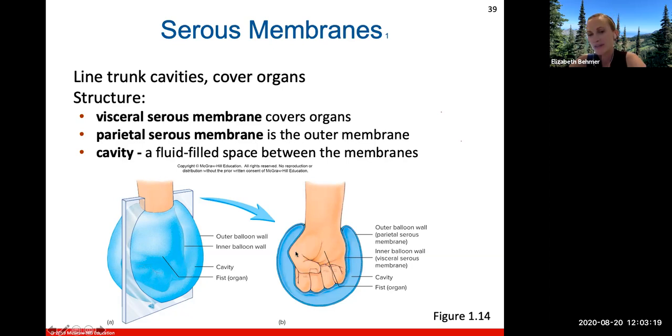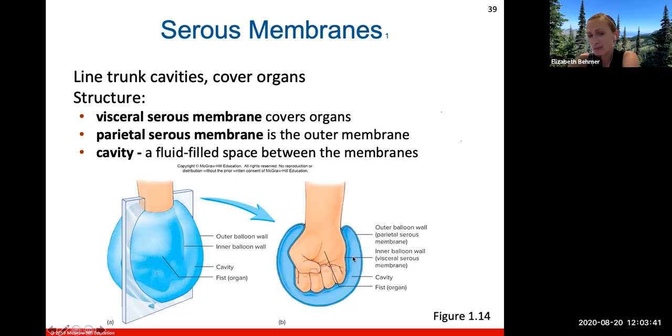So your heart, for example, has a visceral membrane that covers your heart itself. And then there's an outer membrane. This is called the parietal serous membrane. This usually covers or lines the inside of the body cavity itself. And then there'll be a space between these two serous membranes.